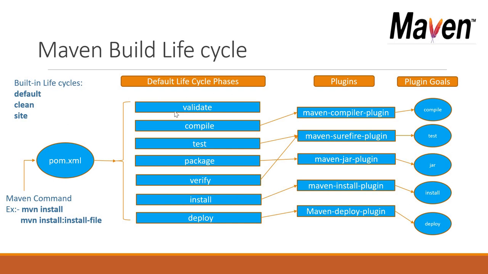From this, we have to remember that a Maven life cycle is a set of phases which will be executed in sequence to perform a particular build. And in each phase, it will invoke the corresponding plugin, and the plugin will execute the corresponding goal to perform a particular task. Let us see some of these commands in the hands-on session.